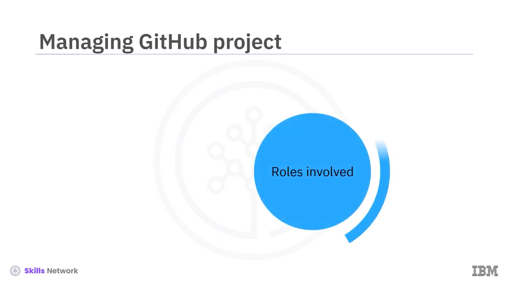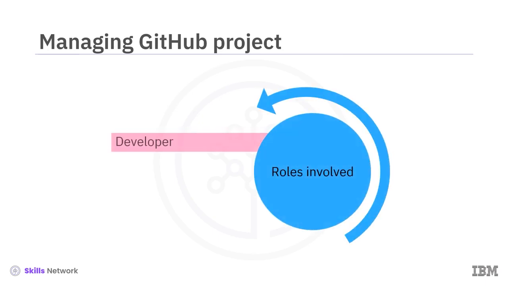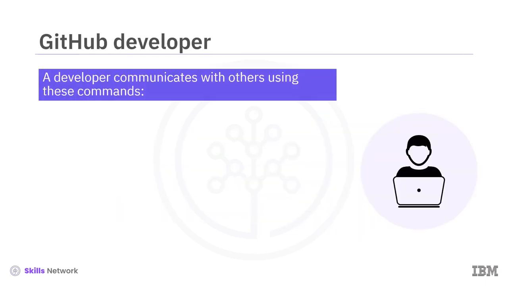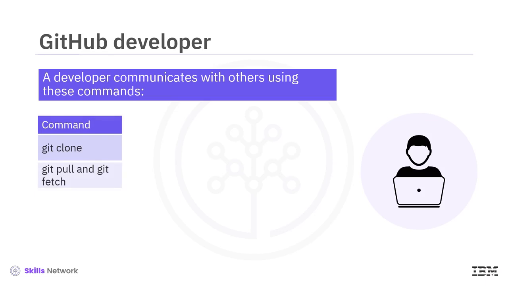Multiple roles are involved in managing a project: a developer, an integrator, and a repository administrator. A developer working as a participant in a group project needs to learn how to communicate with others and use these commands in addition to the ones needed by a standalone developer. When working with Git, you can use Git commands or a desktop tool such as GitHub Desktop.